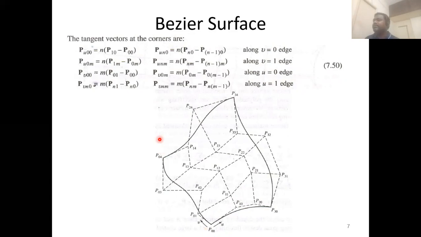If you look at V is equal to 0, which edge? This edge, V is equal to 0 actually. How to find out the slope? If you see this one, P10 minus P00. The naming is given beautifully: P00, U value 0, V value 0. When you are moving from this to that, what happens? Sorry, U is increasing: 10, 20, 30. U is varying along this.